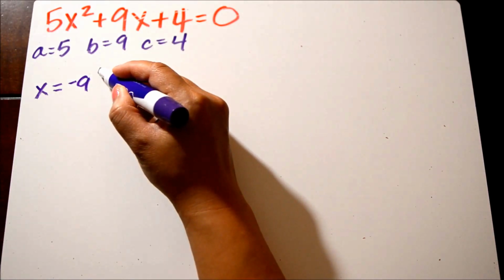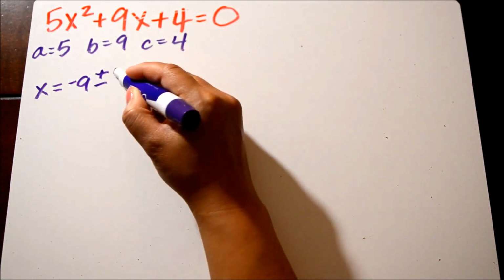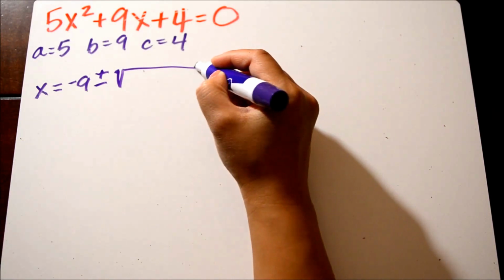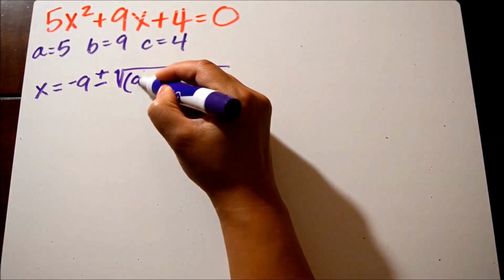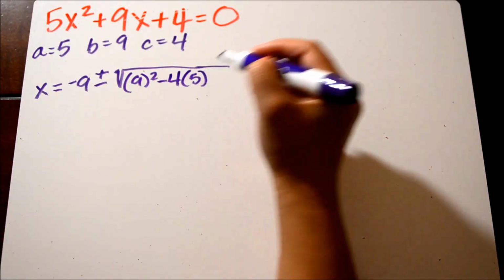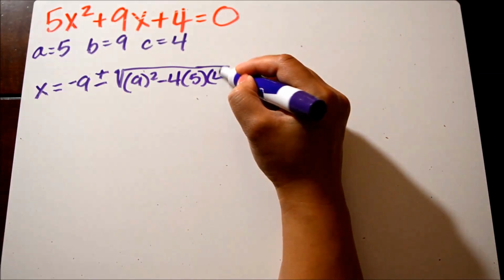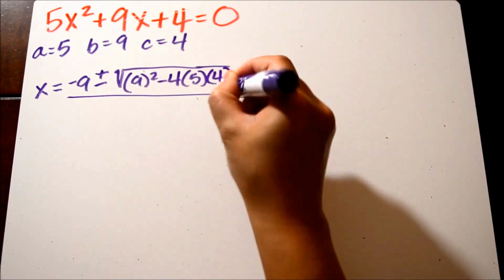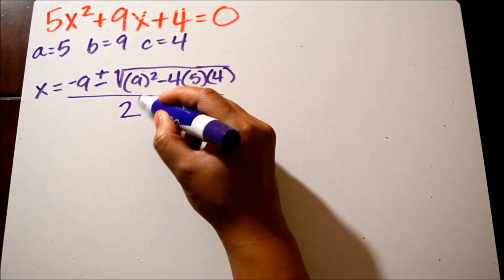The quadratic formula starts with x equals the opposite of b, so that would be -9 in this case, plus or minus the square root of b squared, which is 9 squared, minus 4 times our a, which is 5, times our c, which is 4, all over 2 times a, which is 5.